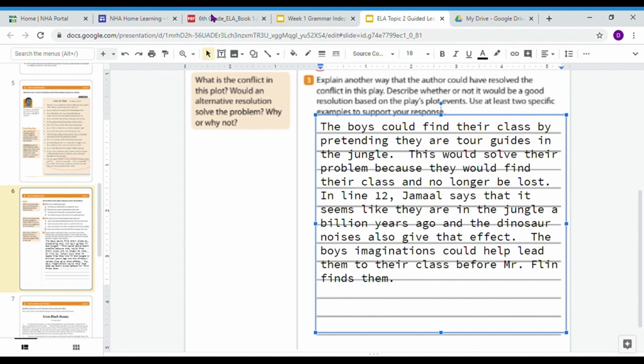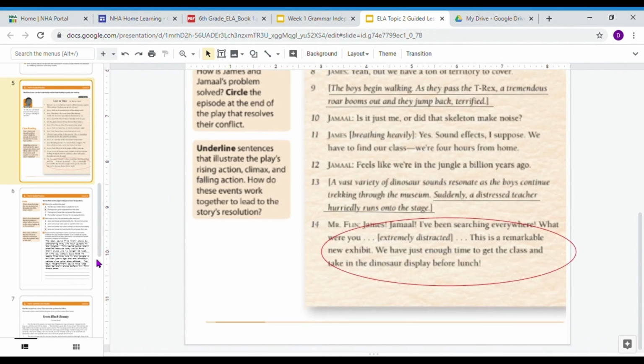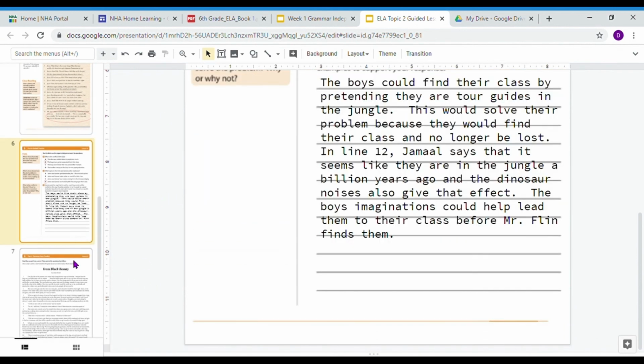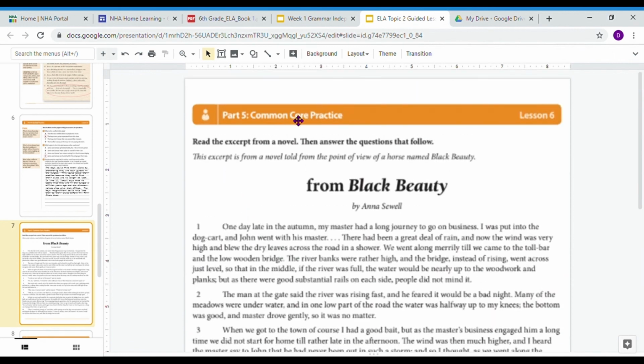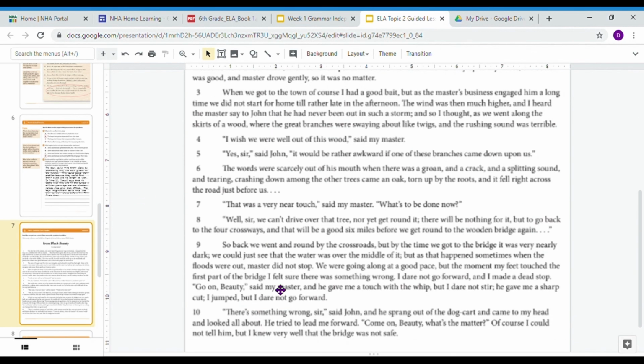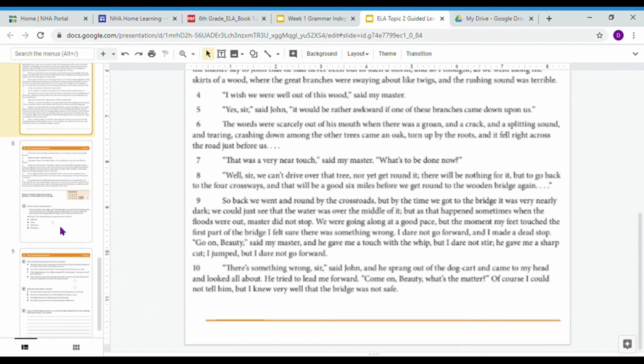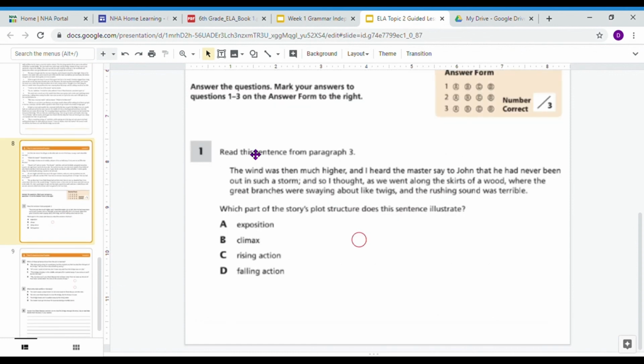So obviously, this one's going to be up for your discretion. Whatever you think would be a great resolution based on the play's previous plot. And then this right here is your Common Core practice. This is the independent practice from Black Beauty, written by Anna Sewell. You are to read this excerpt of Black Beauty and answer the 4 questions.